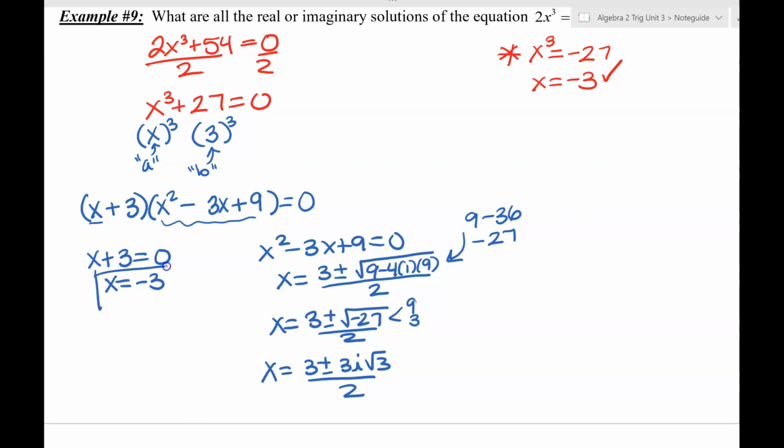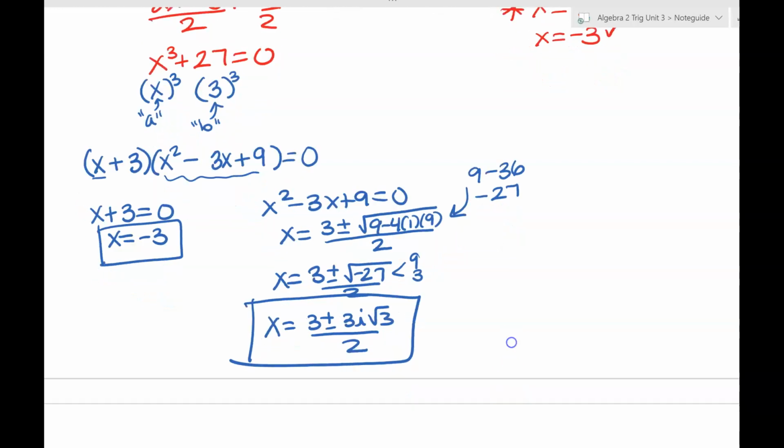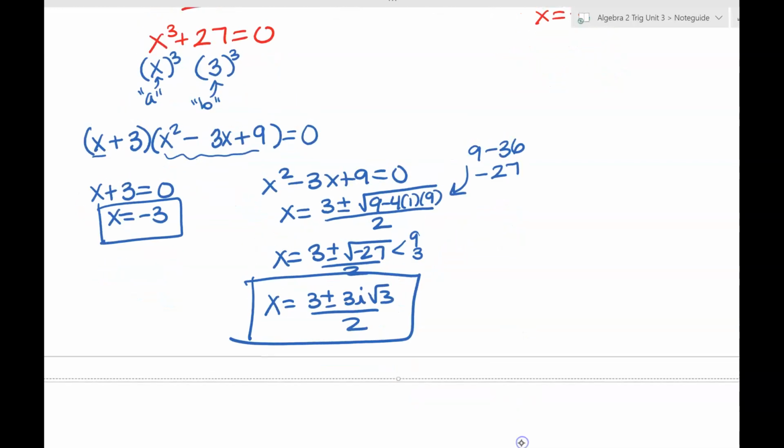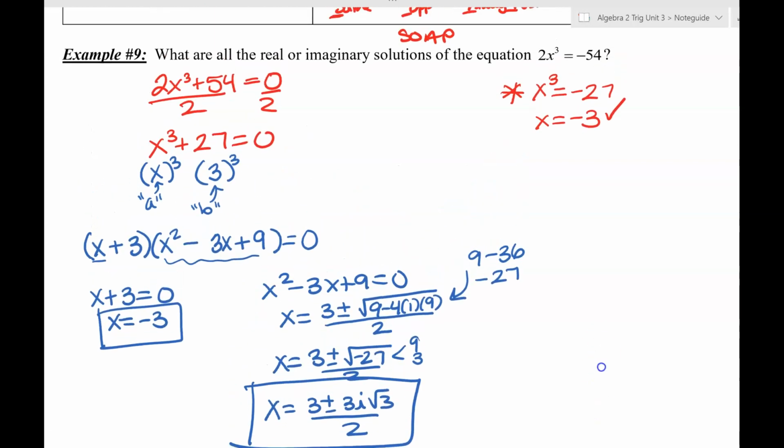So I have 3 solutions here, 1 real number and 2 complex numbers. And since it didn't leave me with directions for just the real numbers, I'm going to list all of those as my solutions. Okay. So our real goal here is using that one factoring problem.